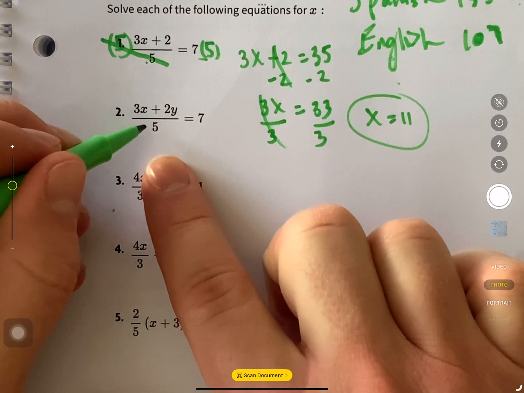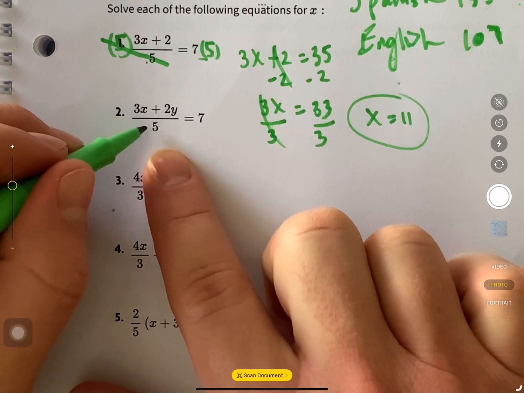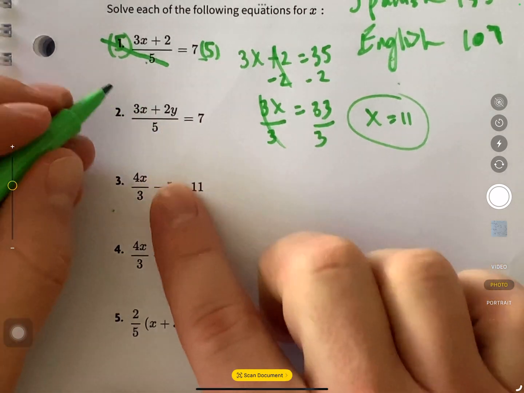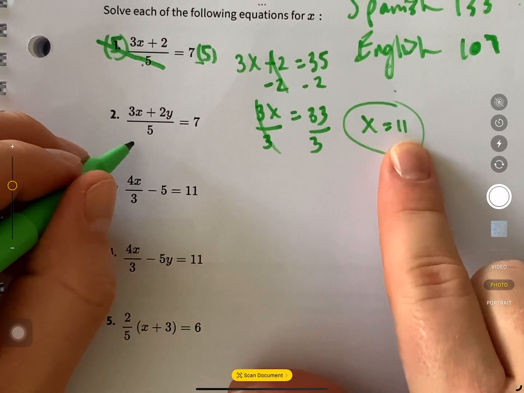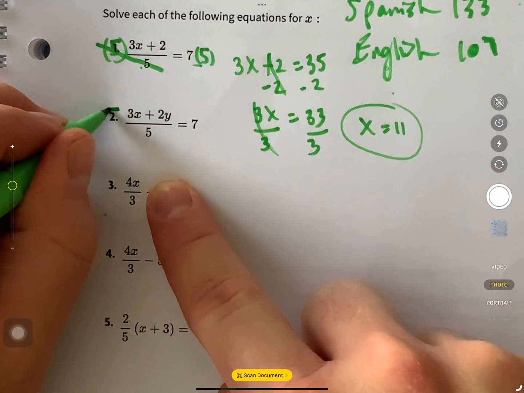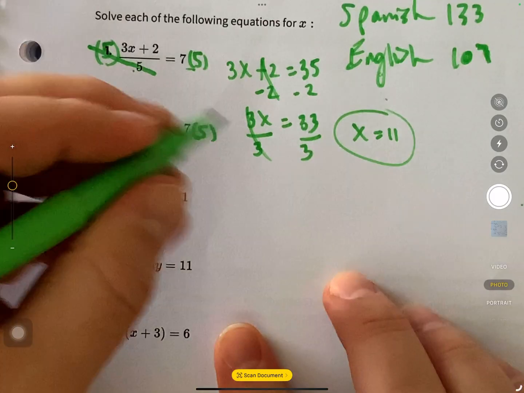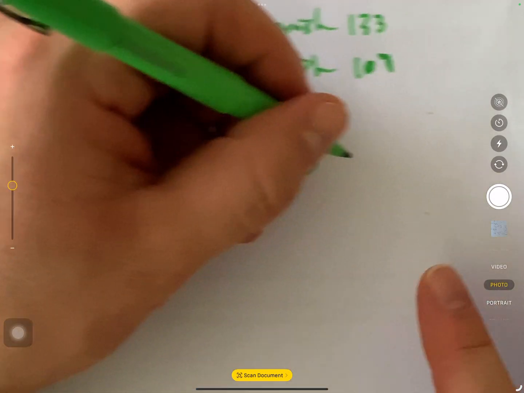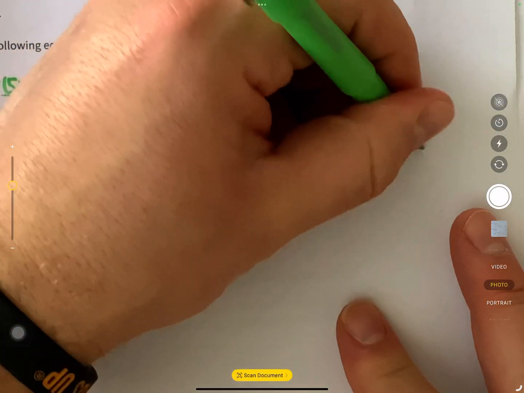This is going to be a little interesting because of that 2y right there. So let's do this one. It's not going to be your traditional answer like 11. You're not going to get an answer like this one because that 2y is going to be in the way. But we're still going to multiply by 5. And we still get 35 again. So I'm going to do it over here. 3x plus 2y equals 35.